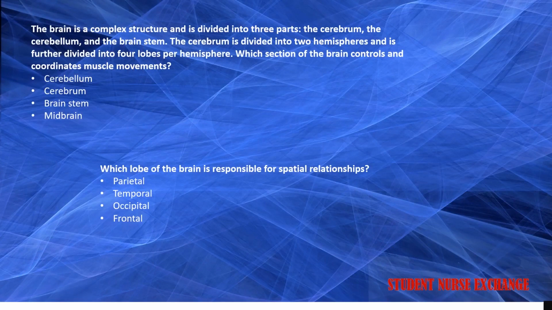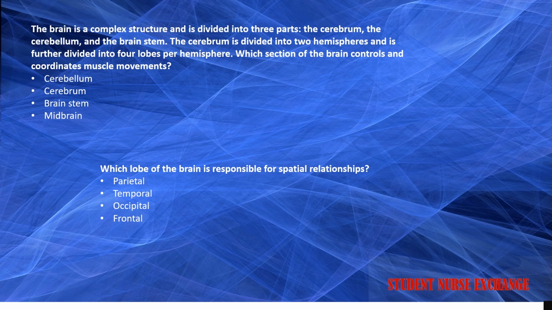Okay, let's practice with two questions. This is going to really be based on the anatomy that we've covered so far. The first question: the brain is a complex structure and is divided into three parts: the cerebrum, the cerebellum, and the brainstem. The cerebrum is divided into two hemispheres and is further divided into 4 lobes per hemisphere. Which section of the brain controls and coordinates muscle movements? And our choices are cerebellum, cerebrum, brainstem, and midbrain.